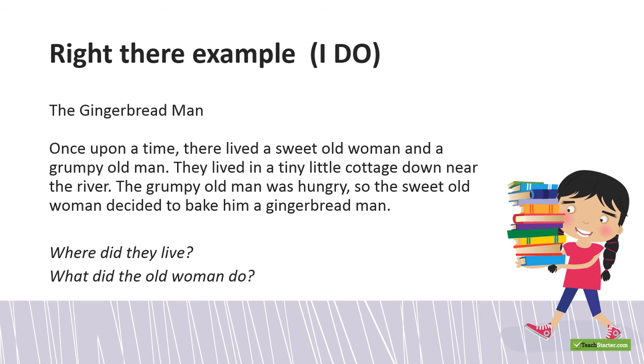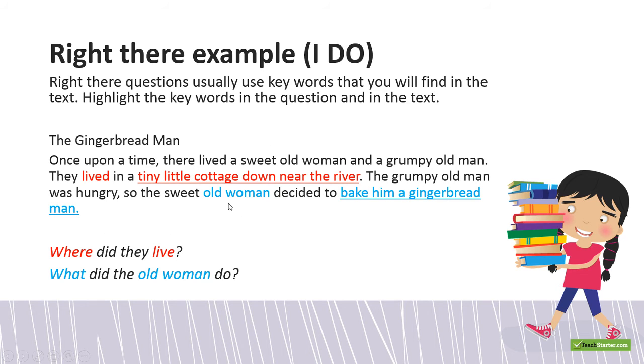They need to find it in the text, so they need to look for key words from that question. Also, they need to be able to point to it. If they can't physically put their finger on the answer in the text, then therefore it is not a right there question, or they have not found the correct answer. Where did they live? Our two key words here are where and live. Your child rereads what they have just read, focusing on those key words.